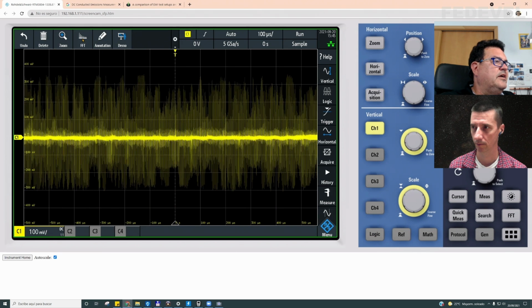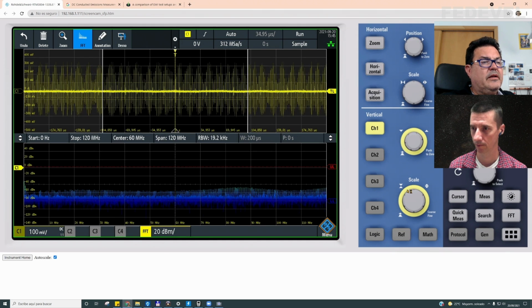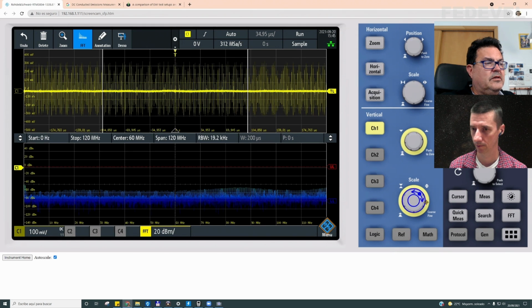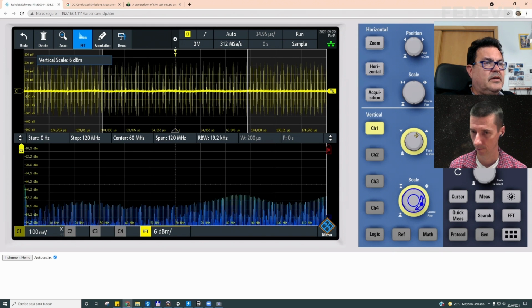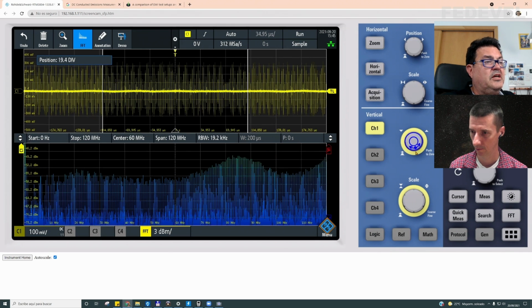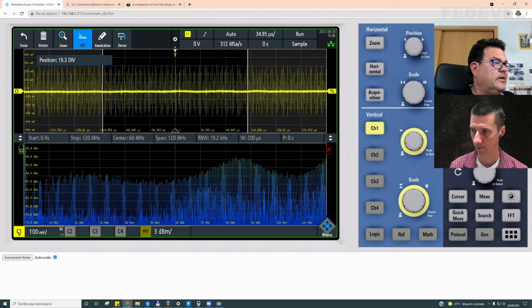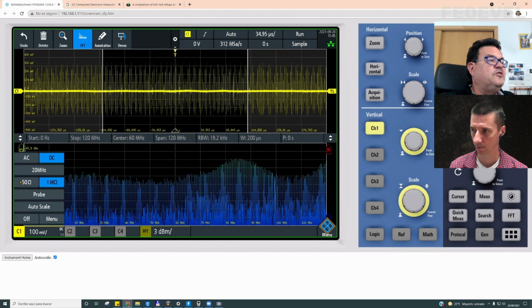So we can go here, and then we have the FFT of the signal in blue color. Let me increase this one. Let me adjust in this way. So this is the frequency. It's important to go to the menu of channel number 1 and to check that it's 50 ohms.